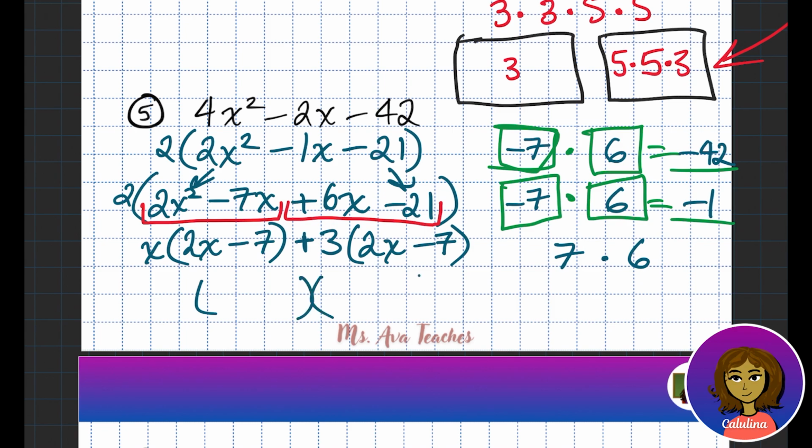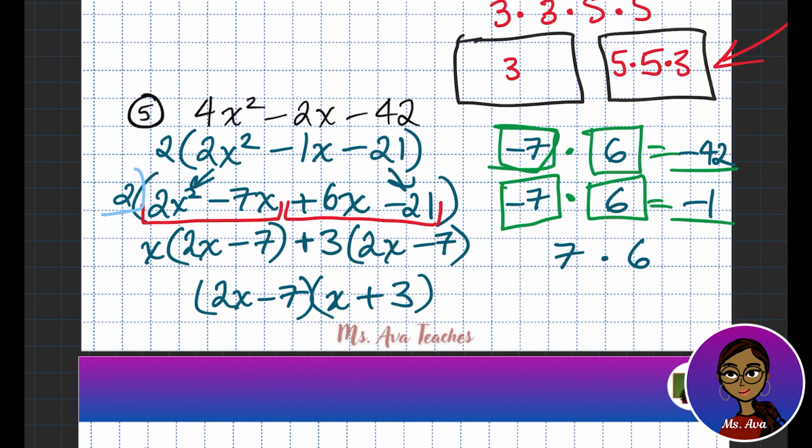Okay, so you're going to have a 2x - 7, and then the other one will be x plus 3, and then that's it. Okay, good. But that's not totally it, because we have this 2, so we want to keep this 2 tagging along. So there is actually a 2 in the front as well. So this is the final answer.